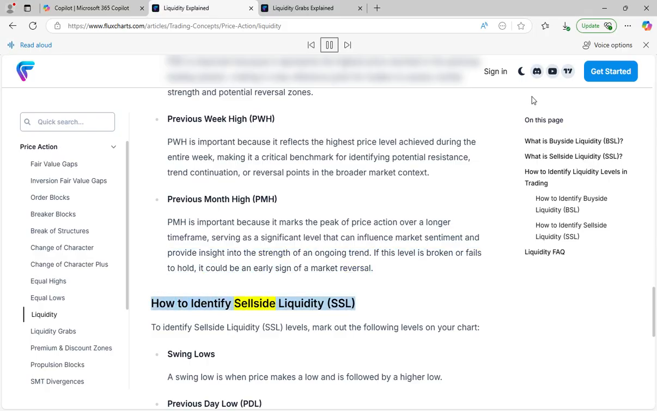How to identify sell-side liquidity, SSL. To identify sell-side liquidity levels, mark out the following levels on your chart. Swing lows. A swing low is when price makes a low and is followed by a higher low.